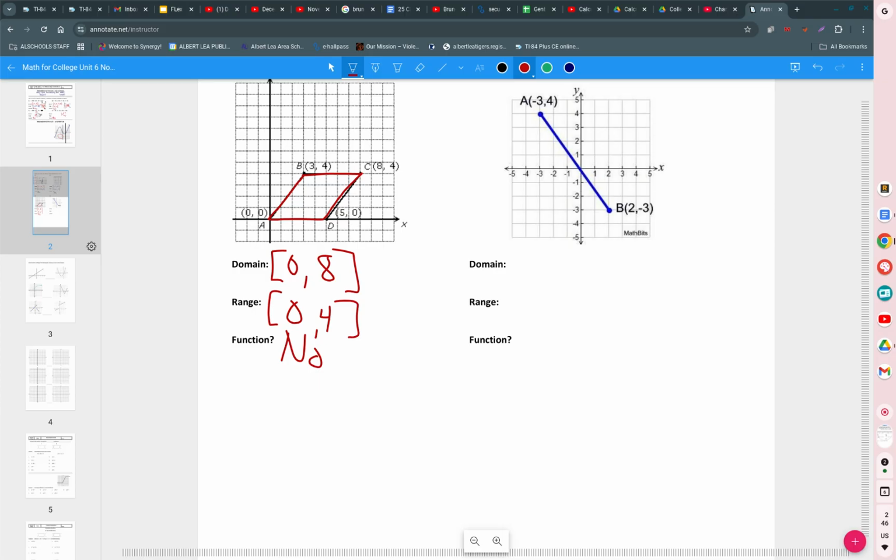Is the next one a function? Yes, it is. It passes the vertical line test. My domain is my x values. It's a connected graph, so I'm going to use my intervals. What is the first x value that I pick up? -3. And what is the last x value that I reach? 2.